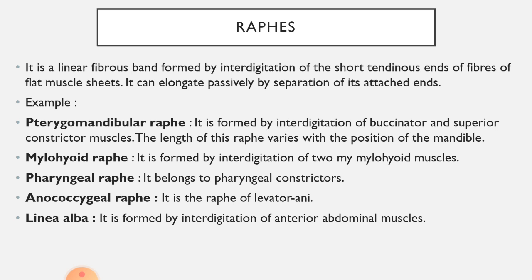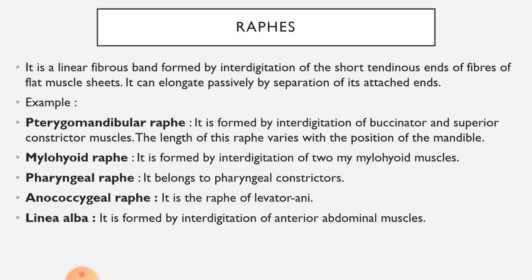Examples include the pterygomandibular raft, and it is formed by interdigitation of two muscles. The one is buccinator and the other one is the superior constrictor muscle. And the length of this raft varies with the position of the mandible, because the mandible is the only movable bone in your skull. Mylohyoid raft, it is formed by the interdigitation of two mylohyoid muscles.